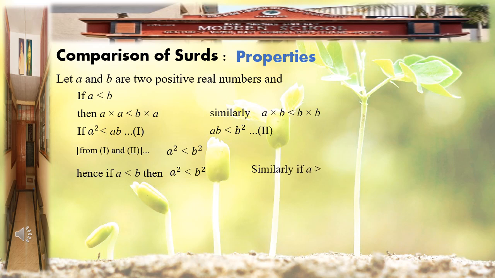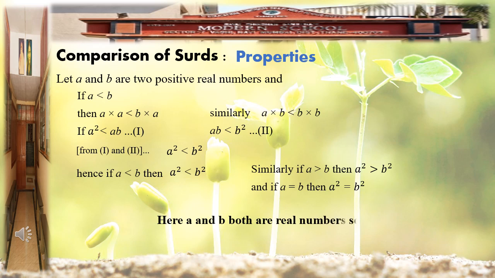Similarly, if a is greater than b, then a square is greater than b square. And if a is equal to b, then a square equals b square. Here, a and b both are real numbers. So, they may be rational numbers or surds.